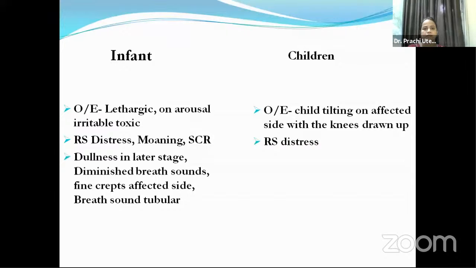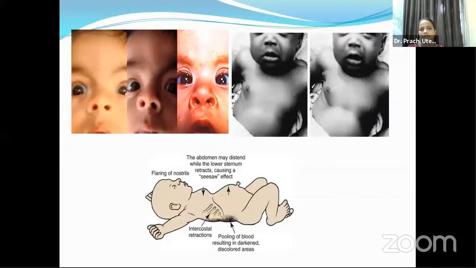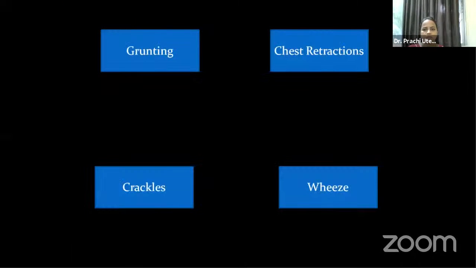These are the things you can see here. Flaring of the alae nasi, because the child is not able to take in proper breath. So that is why this is a sign. Here you can see the intercostal retractions, and the abdomen may distend while the lower sternum retracts, causing a seesaw effect. These are the signs. Now there are some videos of the respiratory sounds.